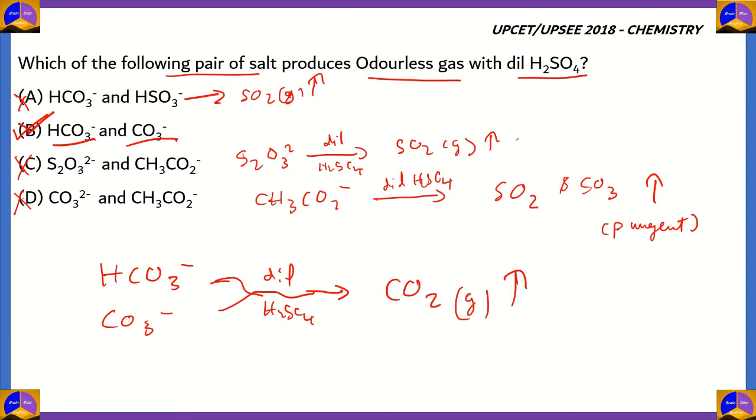Now options A and D are incorrect because one of them produces a pungent odor gas, that is CH3CO2 minus and HSO3 minus respectively, so therefore options A and D are incorrect. Here the question is asking us to find the following pair. So both salts must produce odorless gas.